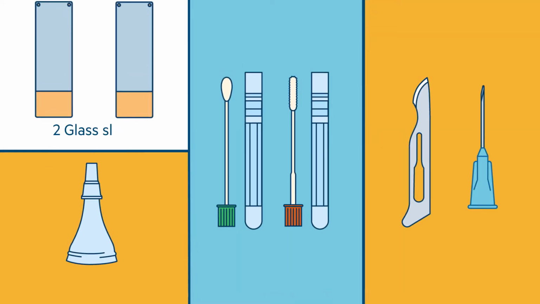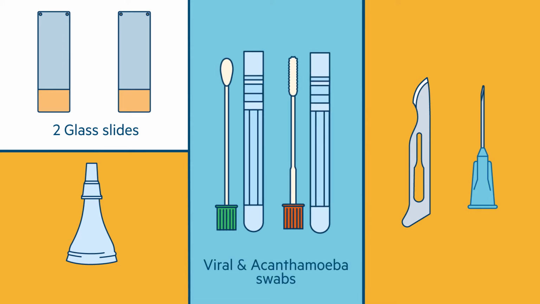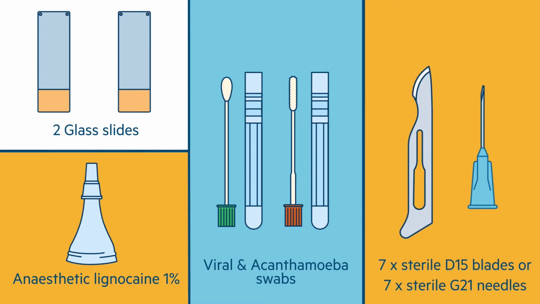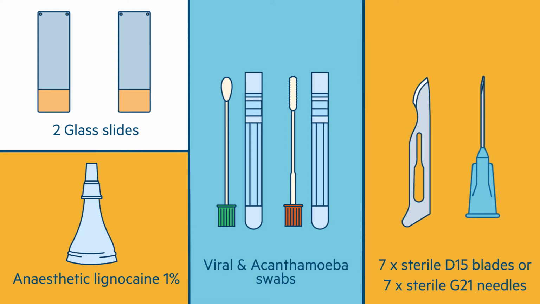Next, collect 2 glass slides, viral and acanthamoeba swabs, and anaesthetic, preferably lignocaine 1%. You will need 7 sterile D15 blades or 7 21 gauge needles, depending on your preference.